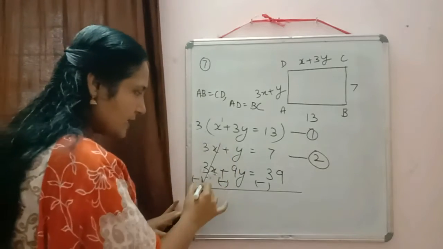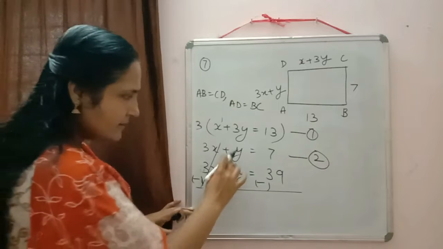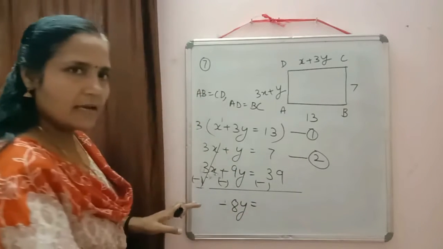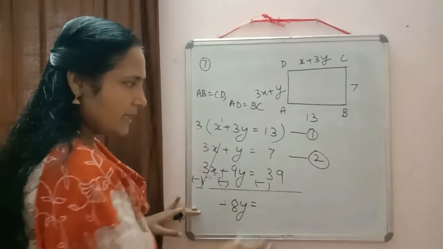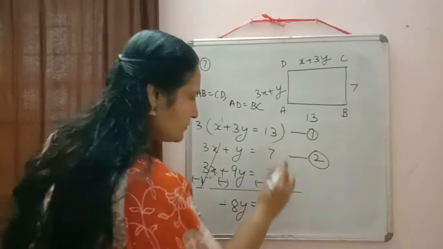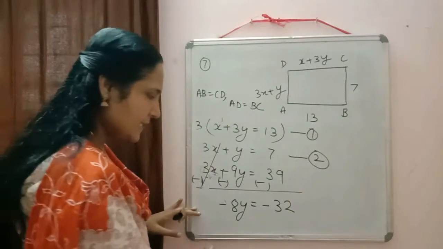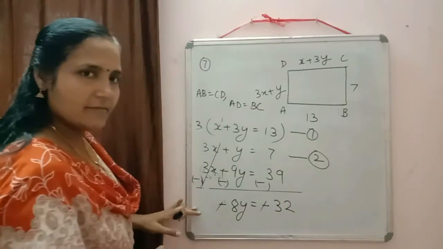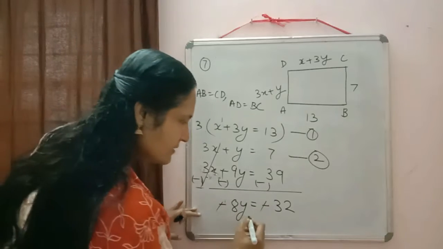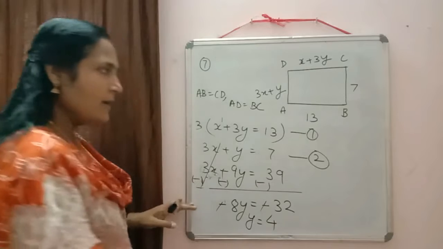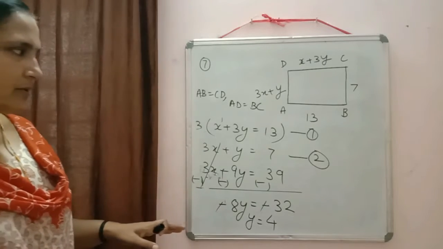So 3x and minus 3x cancelled. y minus 9y will be equal to minus 8y is equal to 39 minus 7. So that will be equal to 32. And since 39 is greater and the greater number is negative, that's why we put a negative sign there. Minus and minus will get cancelled. We will get y is equal to 32 divided by 8. So y is equal to 4.